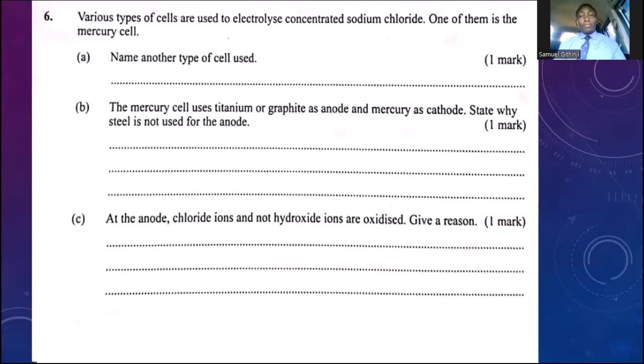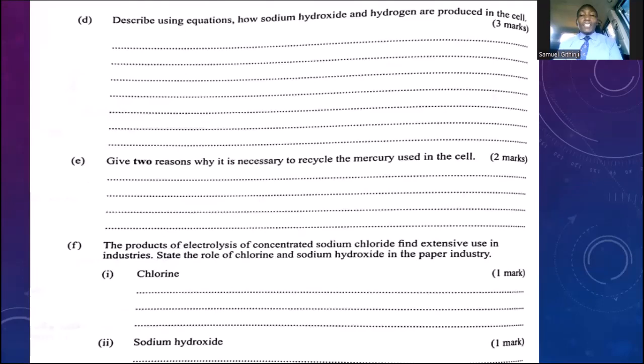Now, there are several types of cells that can be used to electrolyze brine, concentrated sodium chloride. One of them is called the Mercury cell. So the first part, we were to name other types of cells. Then why does the Mercury cell use titanium and graphite and not steel as the anode? Then part C, why at the anode is chloride discharged, not hydroxide? Then moving on, part D, we write down a description of how sodium hydroxide and hydrogen are produced.